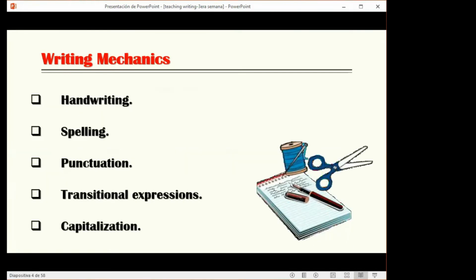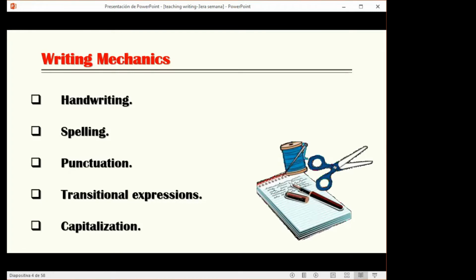So we have this mechanics of writing. We have the handwriting, the spelling, the punctuation, transitional expressions, and capitalization. So we have these aspects in the mechanics of writing. When we start editing the test or proofreading the test in order to check the accuracy of the language, you check the spelling, the punctuation, the transitional expressions, capitalization, and also the handwriting when students are very little. When your students are very little, you check the handwriting too.